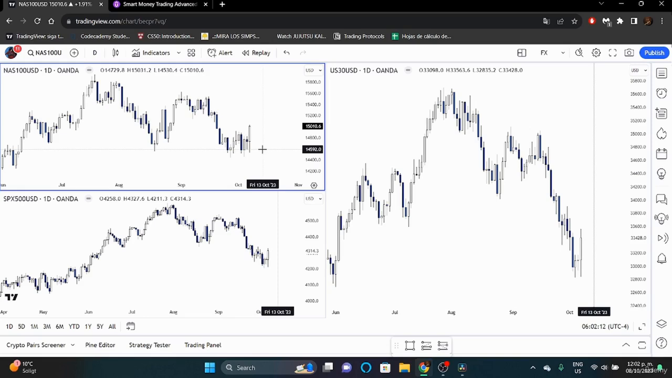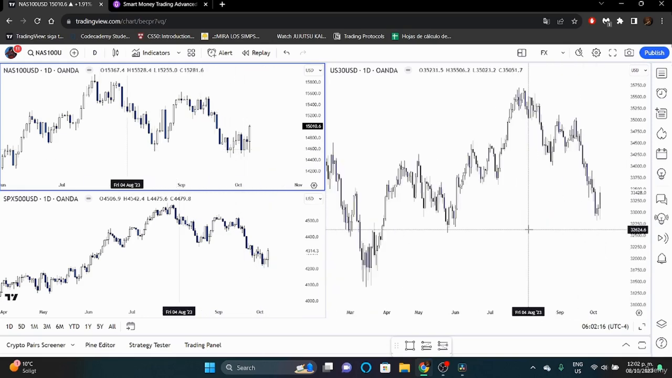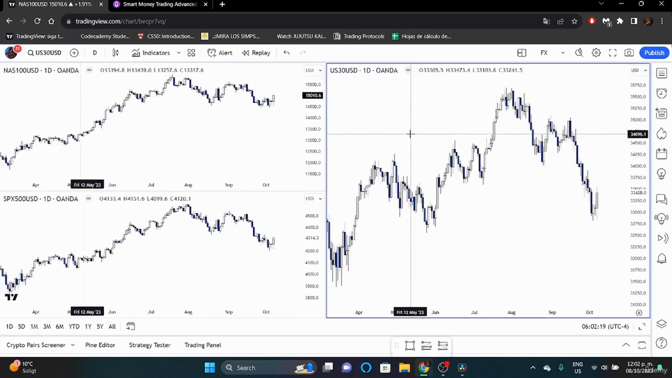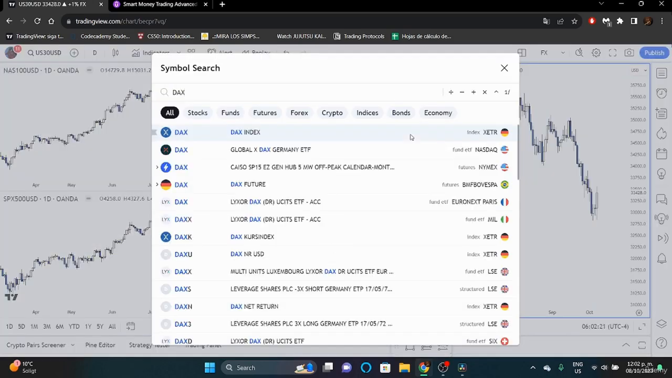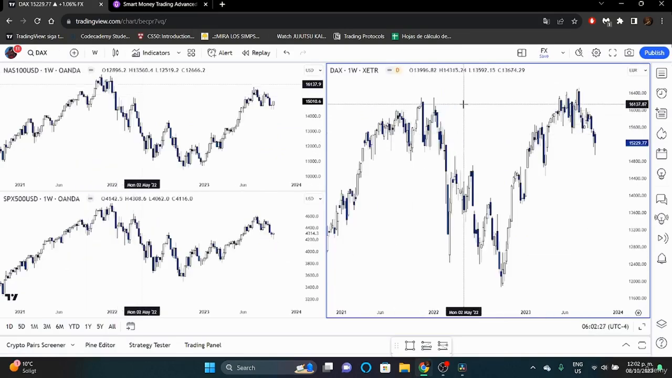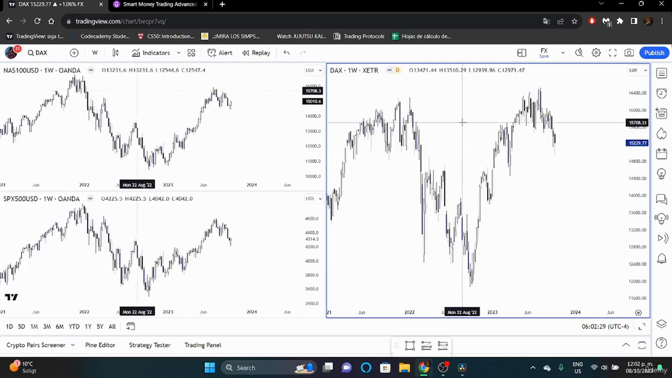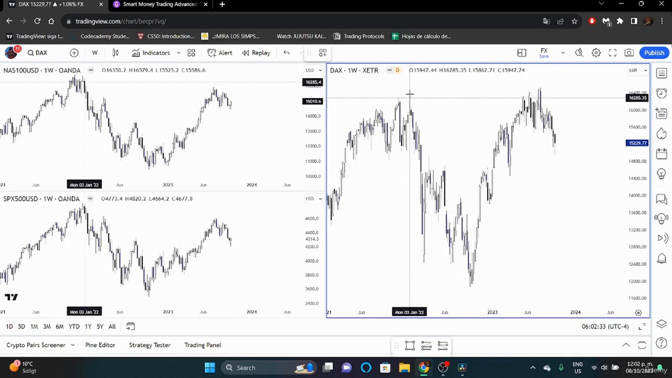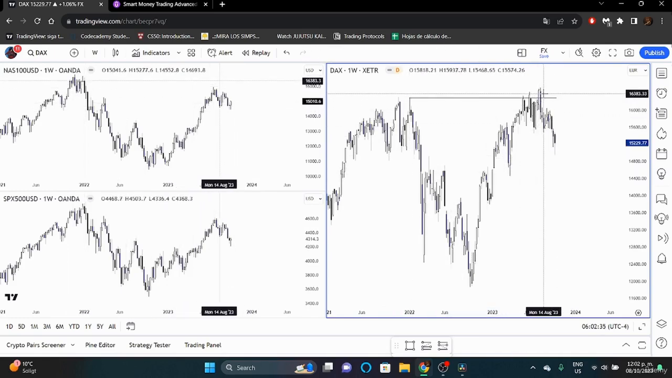Okay? Look at the order flow. Dow is clearly bearish. Now let's look at something like DAX. Can you see the market maker buy model or sell model like I already mentioned? We take the stop losses, we distribute.